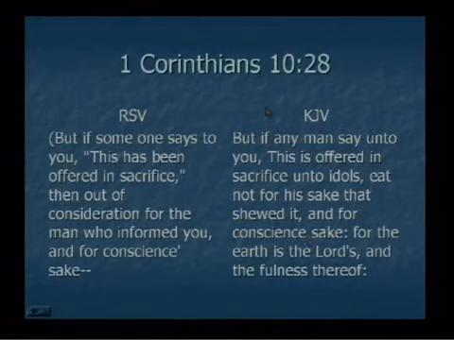1 Corinthians 10 verse 28. But if someone says to you, this has been offered in sacrifice, then out of consideration for the man who informed you and for conscience sake, etc. King James Version: But if any man say unto you, this is offered in sacrifice unto idols, eat not for his sake that showed it, and for conscience sake, for the earth is the Lord's and the fullness thereof. So why are there certain rules in the Bible? Because God owns it. And who owns it here? The Lord. That's a reference to Jesus Christ. So, we don't want him to own it, because the esoterics, remember, Masonry has someone else as their deity. So where Jesus is depicted as Lord of this earth, those verses are systematically eradicated from the Bible.